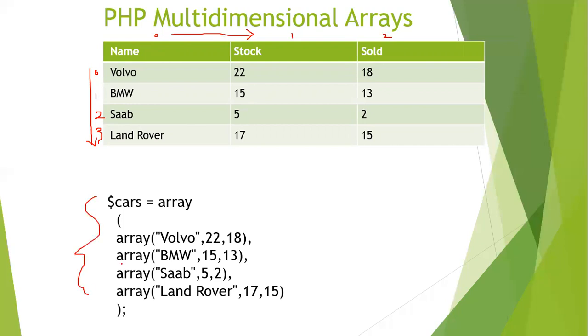Or the second way for storing the values in multi-dimensional arrays makes use of the array function. So these are the three types of arrays supported in PHP.